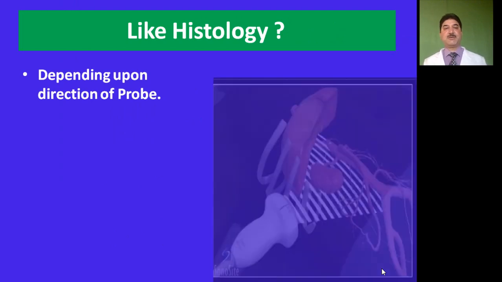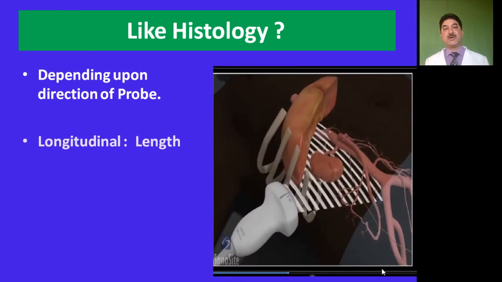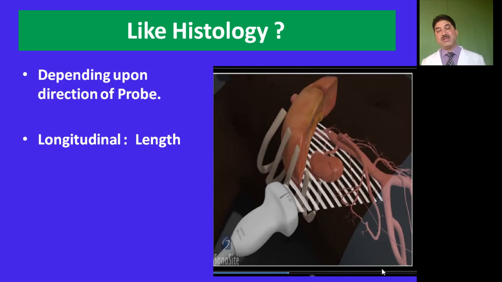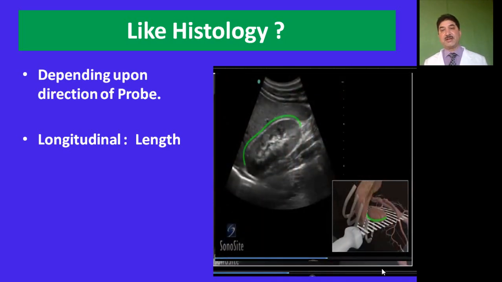Depending upon the direction of the probe, we can take a longitudinal section or a transverse section. In this figure, the transducer is placed longitudinally in the mid-axillary line. The waves pass through the liver, strike the kidney, and we get a longitudinal image of the kidney. Here we can see the right lobe of the liver, right kidney, and hepatorenal pouch.